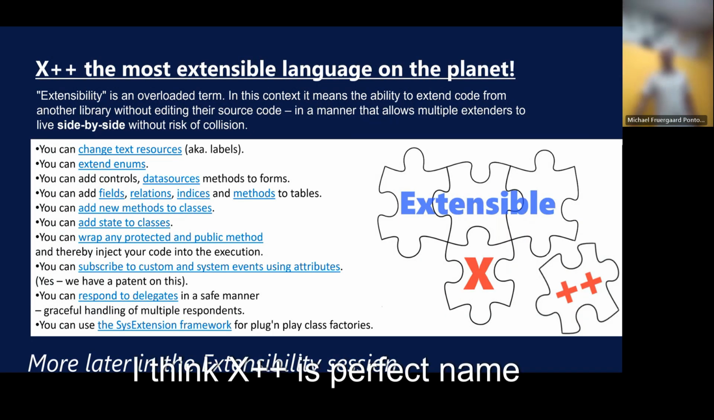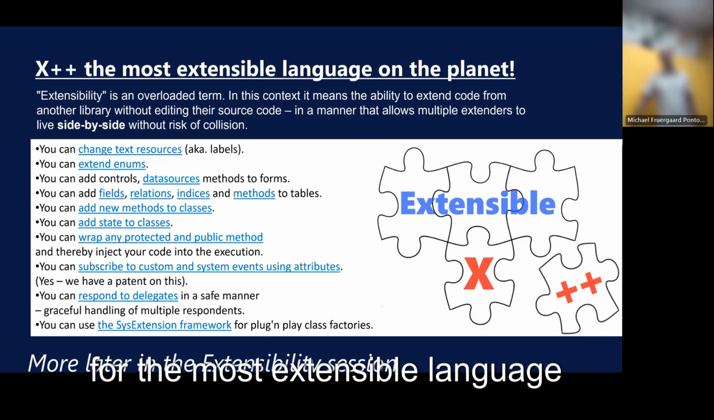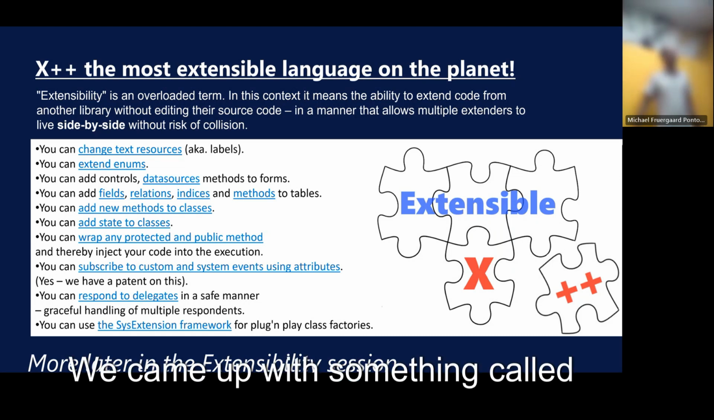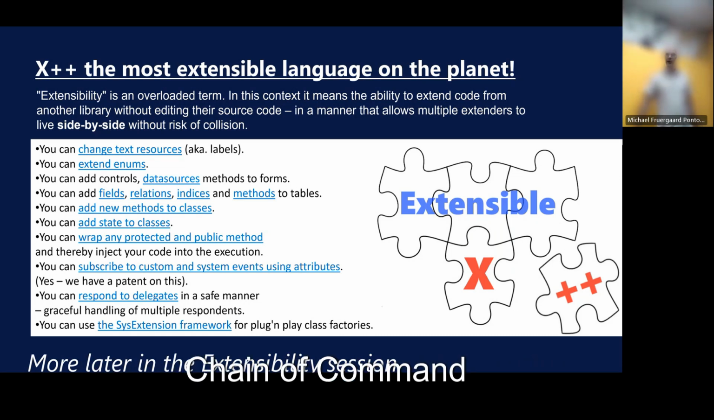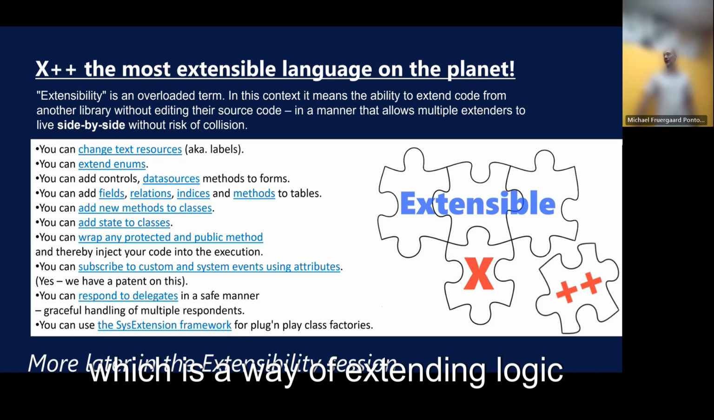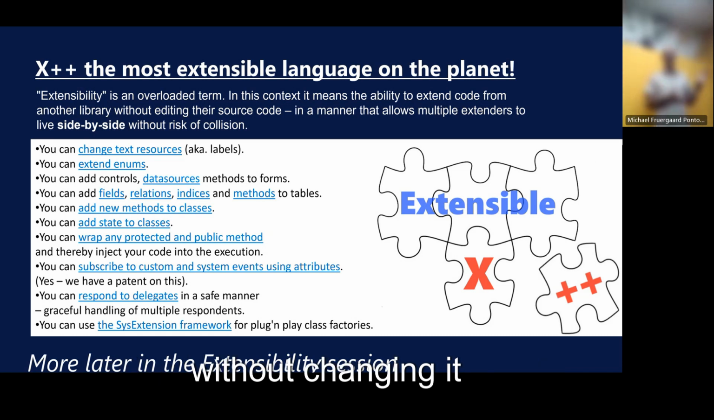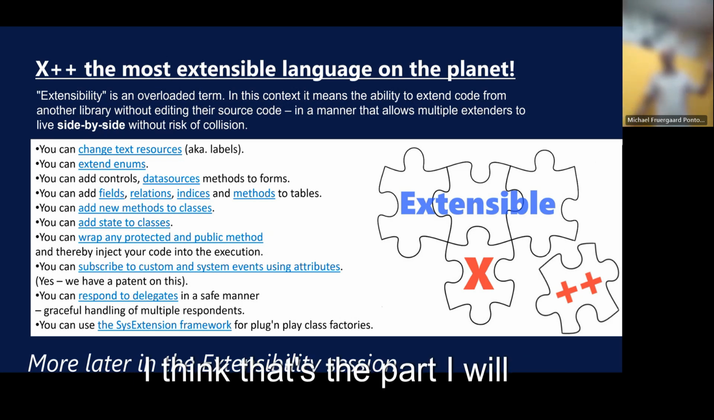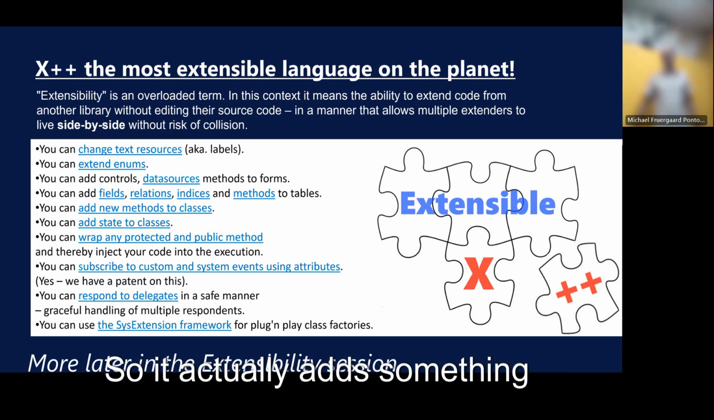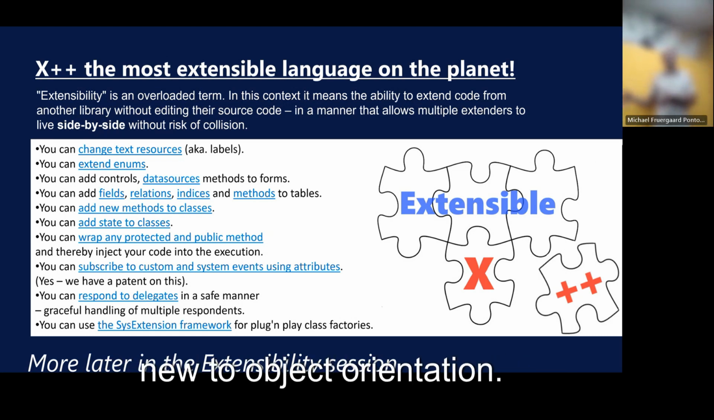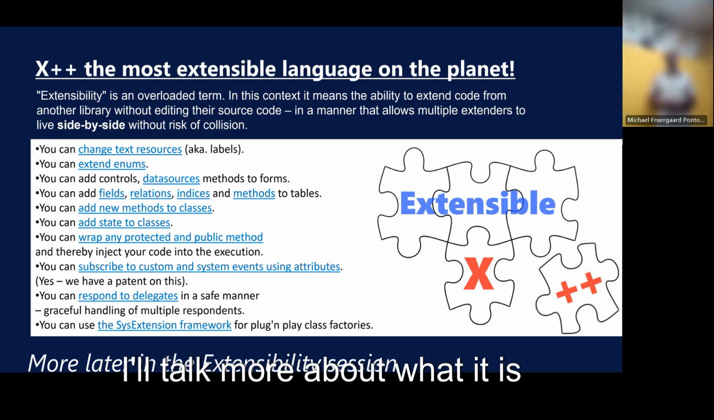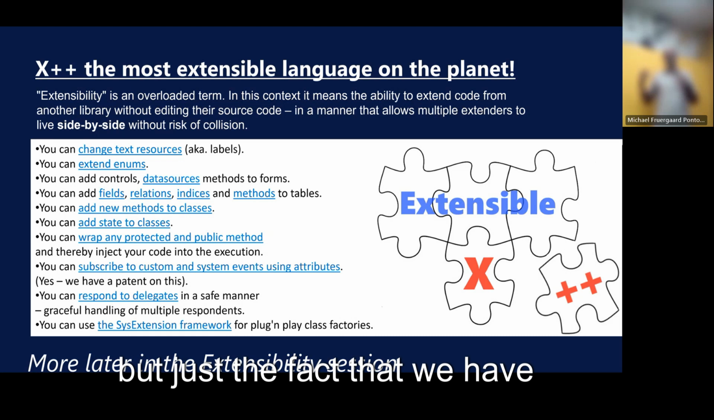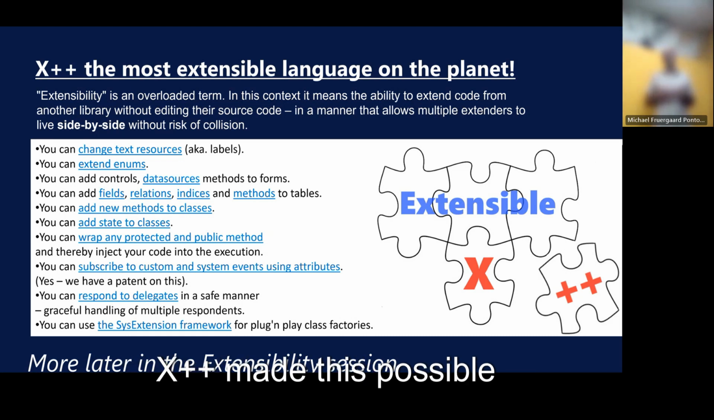But basically, I think X++ is a perfect name for the most extensible language on the planet, and I truly believe this. We came up with something called chain of command, which is a way of extending logic without changing it. And at some point when I'm looking back on my career, I think that's the part I will be most proud about. So it actually adds something new to object-oriented programming. I'll talk more about what it is tomorrow. But just the fact that we had X++ made this possible.